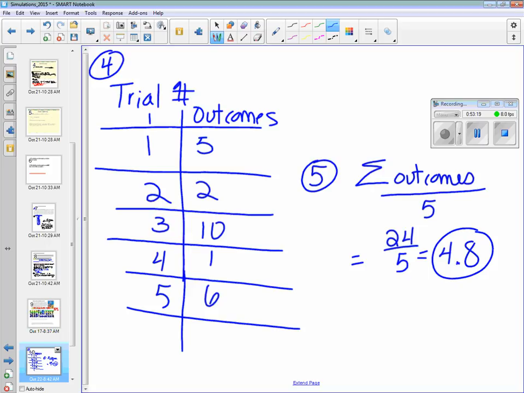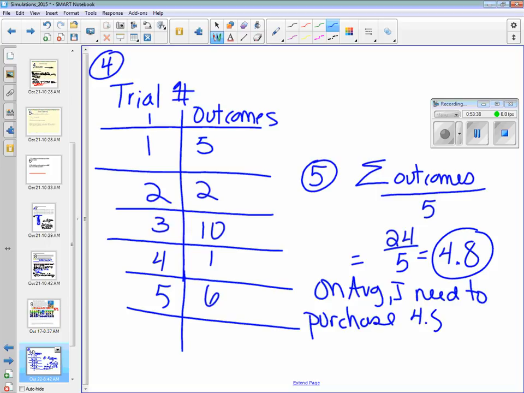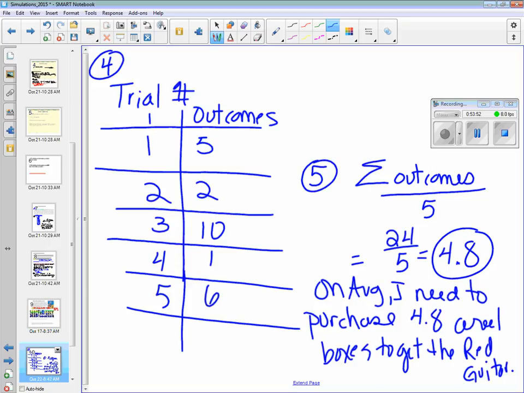Okay? So that's not enough for step 5. What else do I have to include? A conclusion. So we're going to say, on average, I need to purchase, in my example, about 4.8 cereal boxes to get the red guitar. Okay? Because I want to pause the recording and get it to come together before we leave today, I'm going to stop this.